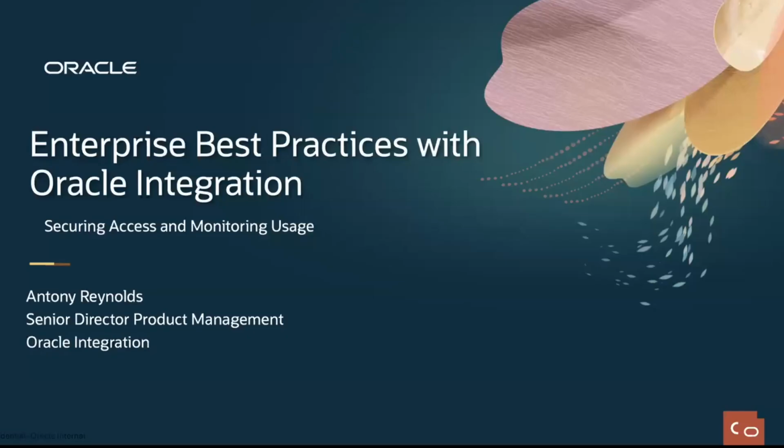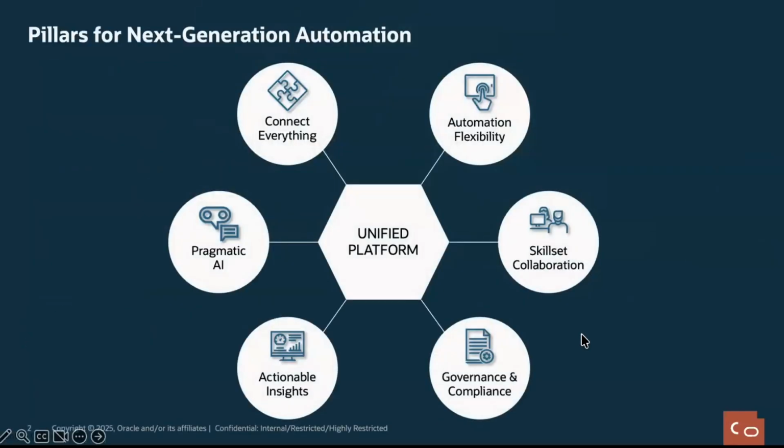All right, so what we're going to talk about today is continuing the best practice series, but looking at how we secure access to our OIC environments. As we go through with OIC, we remember that it offers a number of different capabilities, and what we're talking about today applies pretty much to all the capabilities. We're going to be focusing particularly on the governance and compliance section here, where we'll talk about how to control access and how to monitor what's going on.